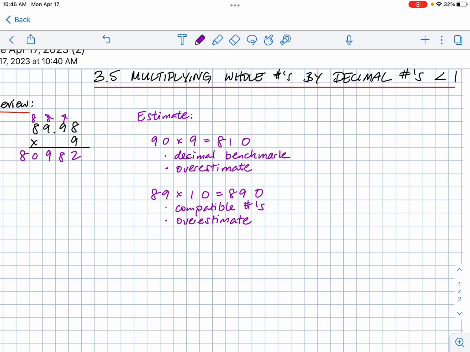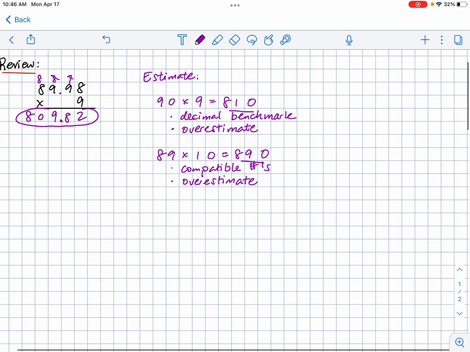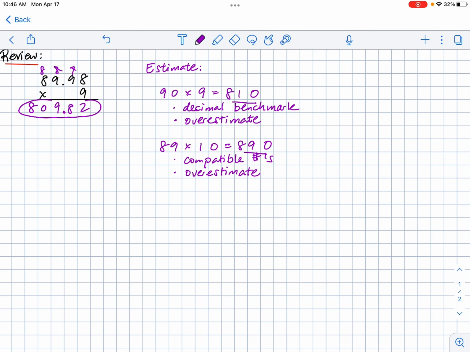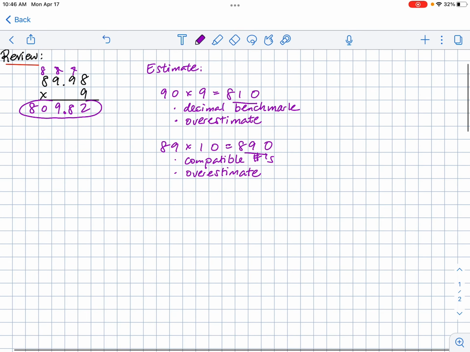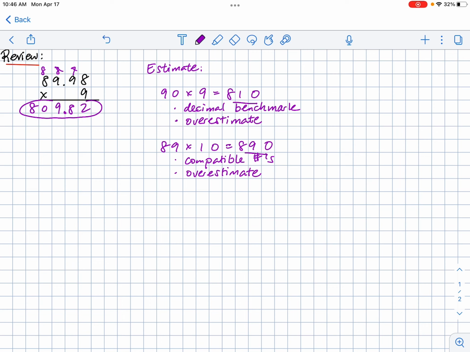Okay, so again, you're comparing your estimates here to what you actually got as your product. 809.82 or 80,982. So you know your answer has to be around 810 or 890. Therefore, you're putting the decimal place between the 9 and the 8 so that your product is 809 and 82 hundredths. I know some of you do FOIL. Now, if this is a confusing method for you, that's fine. You can just listen. You don't have to copy this down.